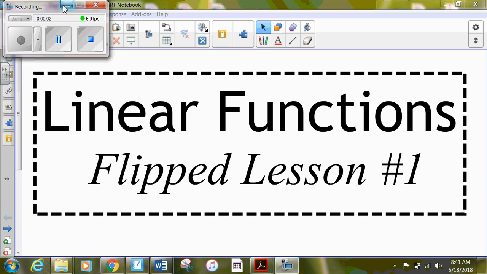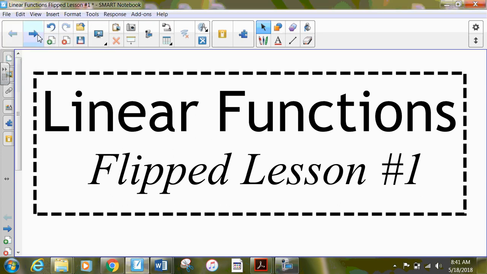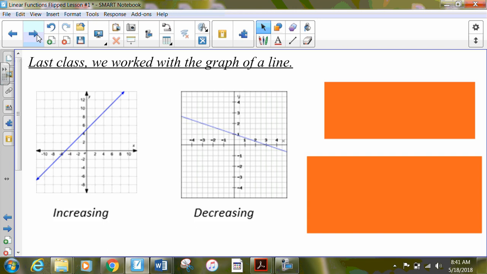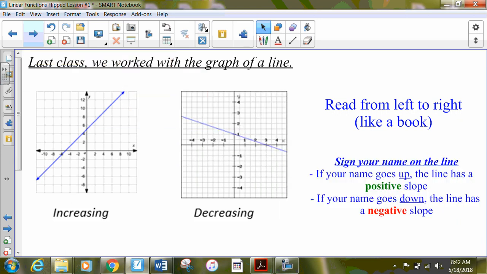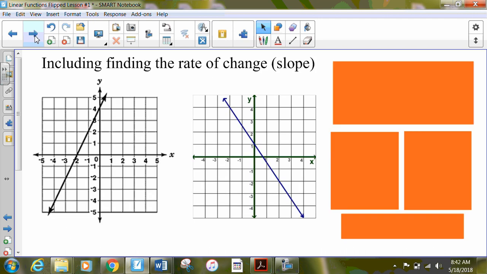Okay, welcome to Linear Functions Flip Lesson number 1. In class, we worked with the graph of a line, and we remembered to read our graphs from the left to the right, just like a book. And we learned a little trick. If we get confused whether a line is increasing or decreasing, we can sign our name on the line and go from there. We also worked with the rate of change, which is another way of saying slope.